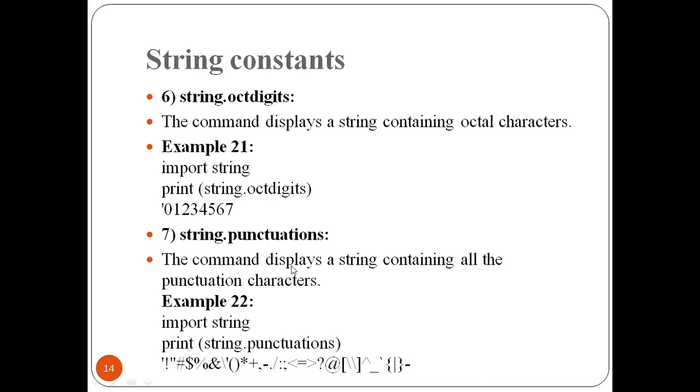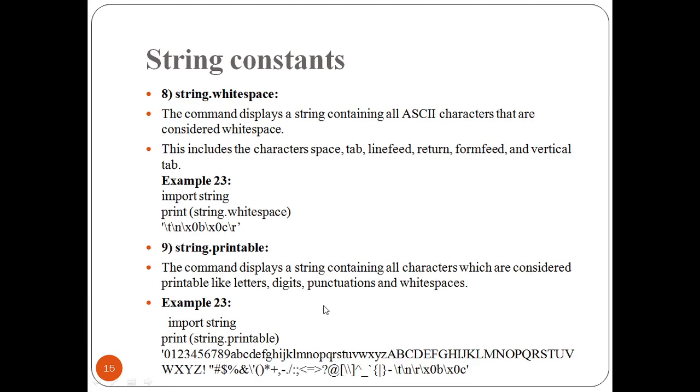Punctuation: all the special characters will be printed with punctuation. Next, we have whitespace. Only whitespace will be printed, all the whitespace, such as tab, space, new line and so on. Printable means everything we have printed so far. Whatever you can print with the keyboard, all those characters will be available in printable. These are the nine constant variables available in the string module.